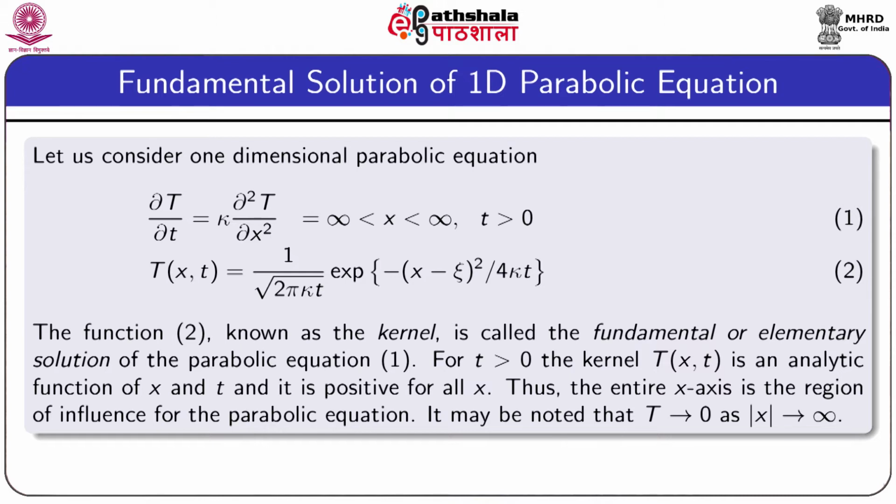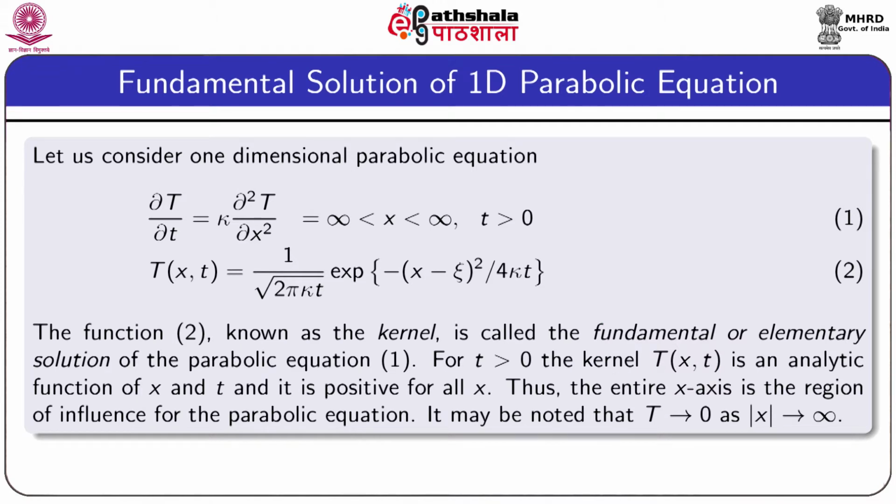If we compute del T by del t and del 2 T by del x square from the expression 2 and put in equation 1, it will satisfy equation 1, and the solution which is written in equation 2 is called the fundamental or elementary solution of the parabolic equation 1.